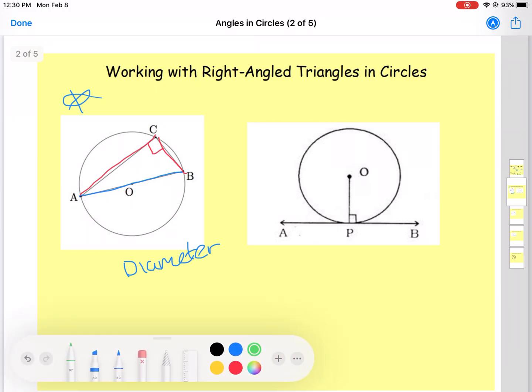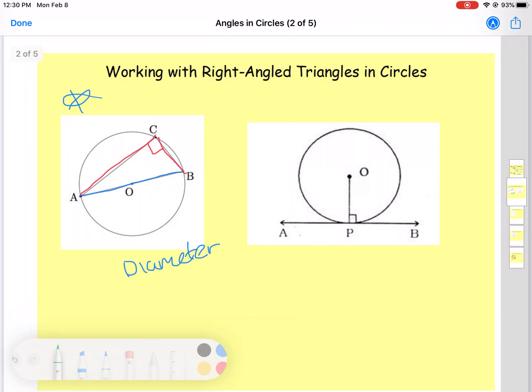So I can make another right angle within this diagram here as well by drawing two straight lines on the other side. There we go. Those two green lines in there will also make a right angle. So two straight lines coming from either side of the diameter meeting on the circumference will make a right angle.